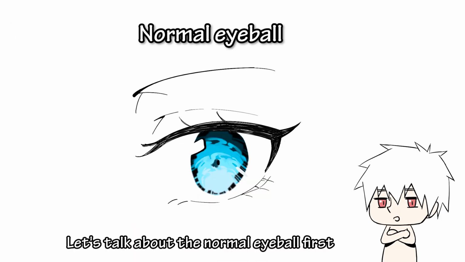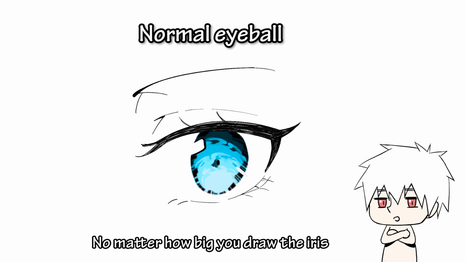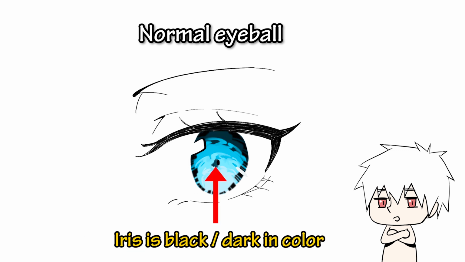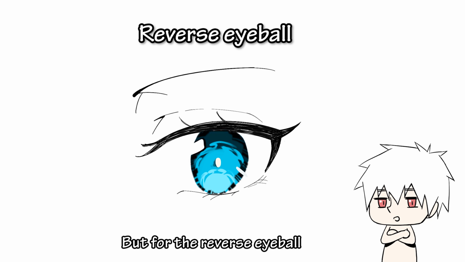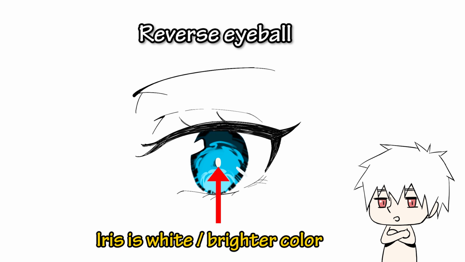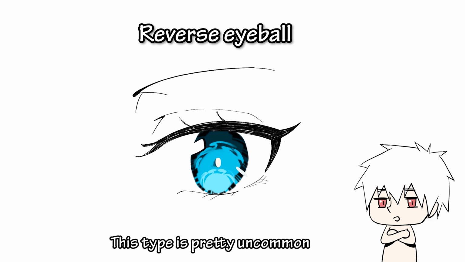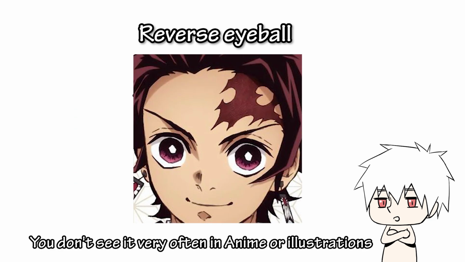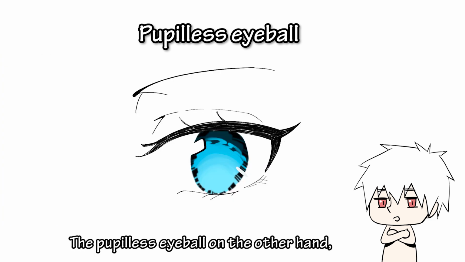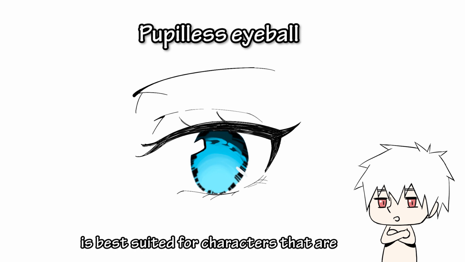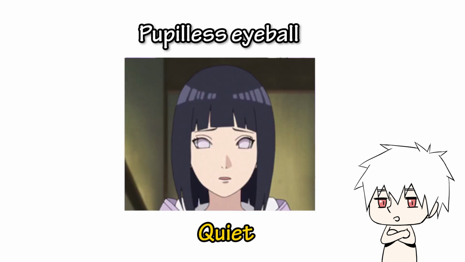Let's talk about the normal eyeball first. No matter how big you draw the iris, it's always black or dark in color. But for the reverse eyeball, the iris is usually white or has a brighter color. This type is pretty uncommon. You don't see it very often in anime or illustrations. The pupilless eyeball, on the other hand, is best suited for characters that are empty inside or very quiet.